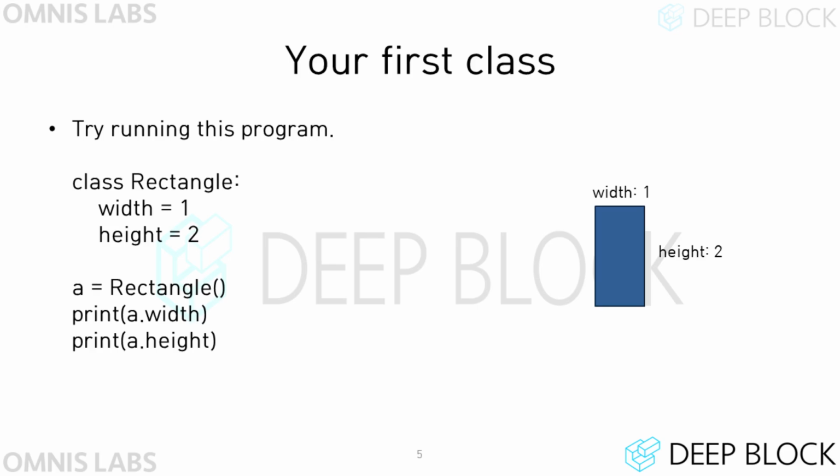Try running the following program. First, after the keyword class, write a new data type rectangle and a colon, and then below it create two attributes called width and height. Then the type rectangle is called in the form of a function assigned to a variable a. Here, rectangle is a type created with the class keyword, and a is an instance of rectangle type.